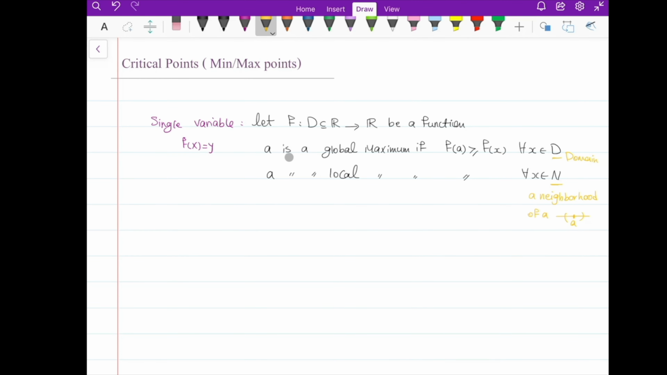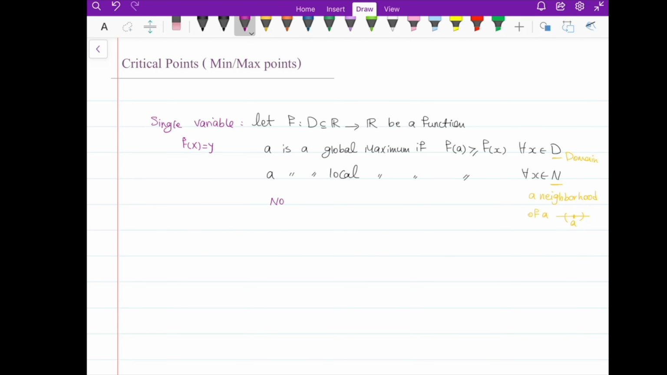For a point to be the global maximum, we need the value of the function at A to be greater than all the other points. But when we say that a point A is local maximum, it means that at a small neighborhood that contains A, the value of the function at A is greater than the value of the function at other points.